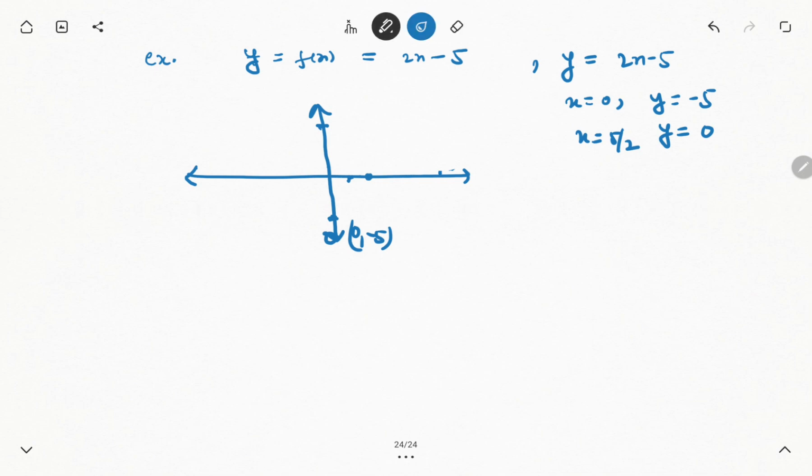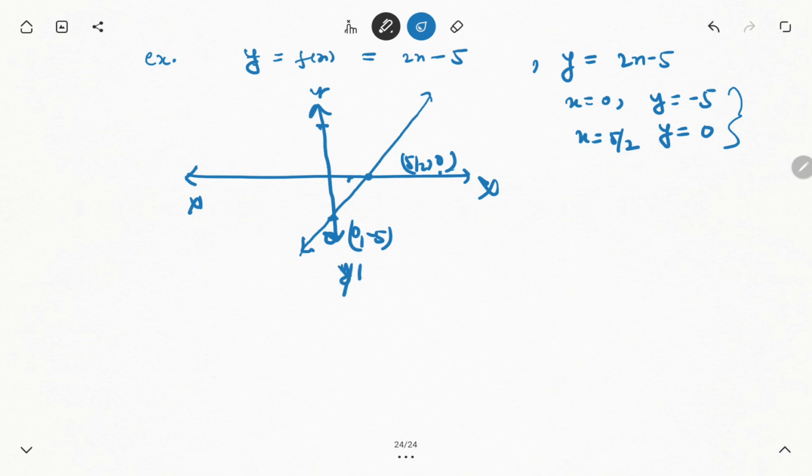This will be, point is 5 by 2 and 0. So now we will join this. You have so many ways to draw the graph. Either you take this one, or you take intercept form, or you take slope form, whatever you want to consider. So that's the graph. Now how to check that this is 1-1 or not?